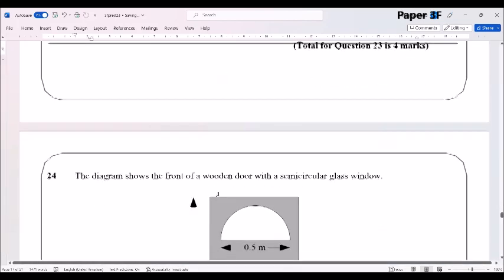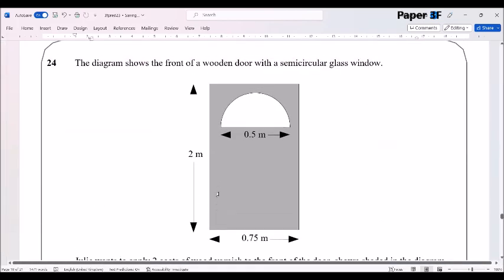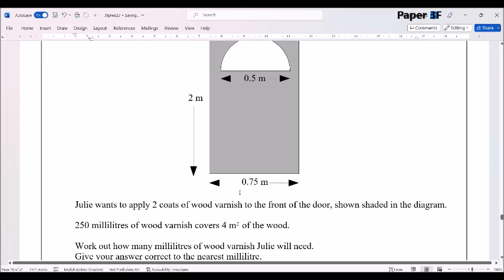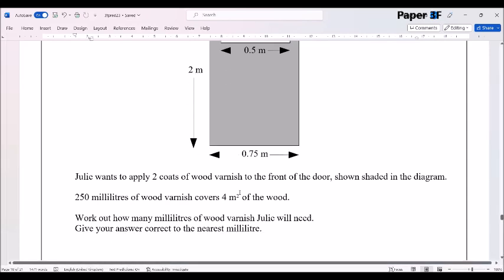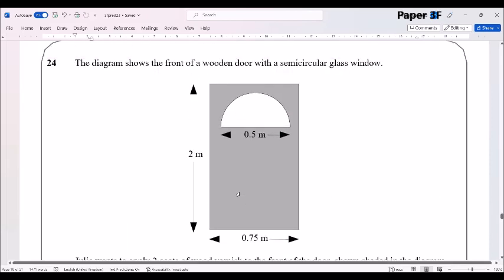Okay. Question number 24. The diagram shows the front of a wooden door with semicircular glass window. Julie wants to apply 2 coats of wood varnish to the front of the door, shown shaded in the diagram. 250 millilitres of wood varnish covers 4 meters squared of the wood. Work out how many millilitres of wood varnish Julie will need. Give your answer correct to the nearest millilitre. Okay, so let's have a look.